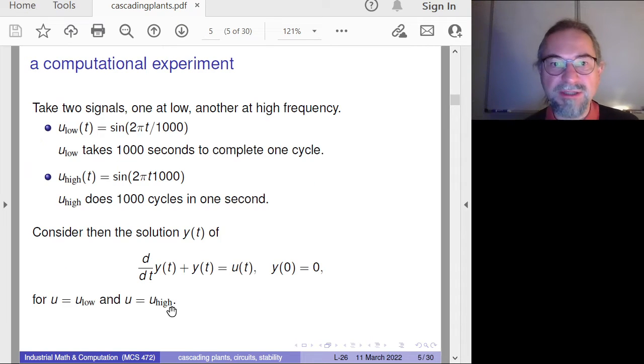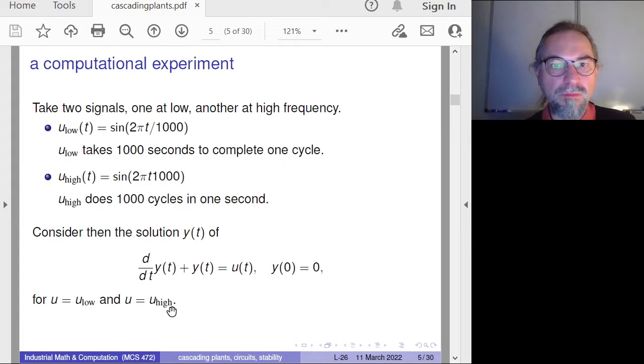Let's see what that buys us now. Let us consider the same differential equation again. So this is a differential equation which we now see as a plant. So we have an input. The right hand side of this differential equation is a function changing in time, which is our input. The solution to this differential equation will be the output.